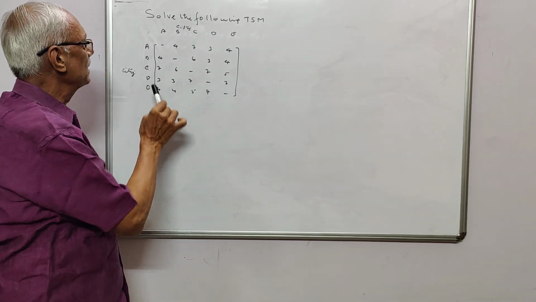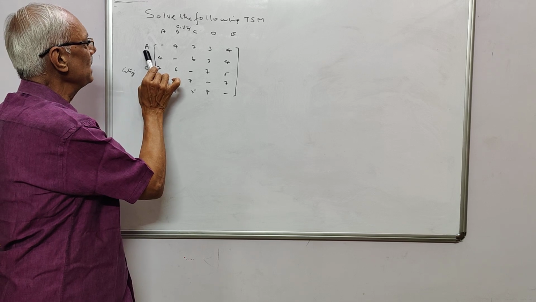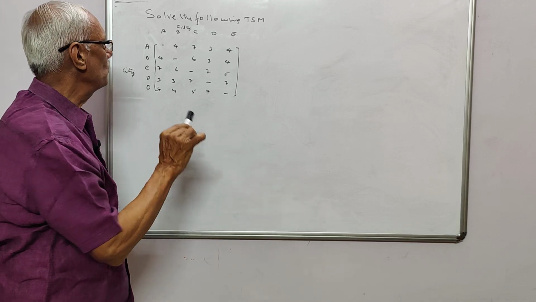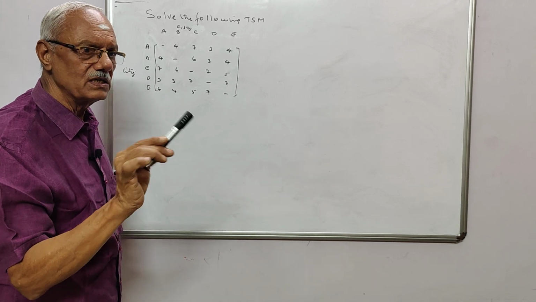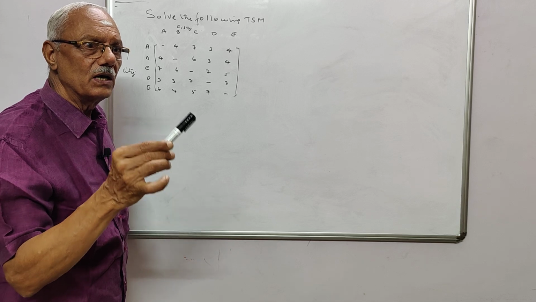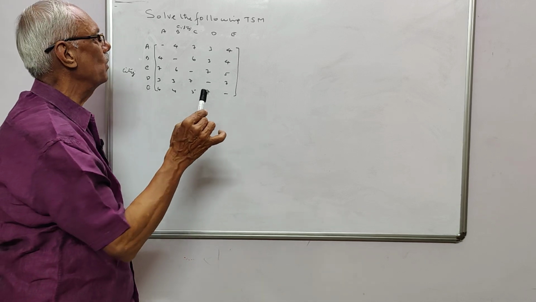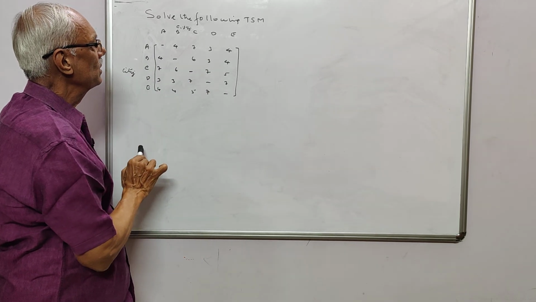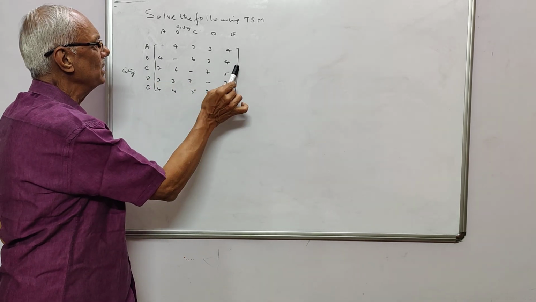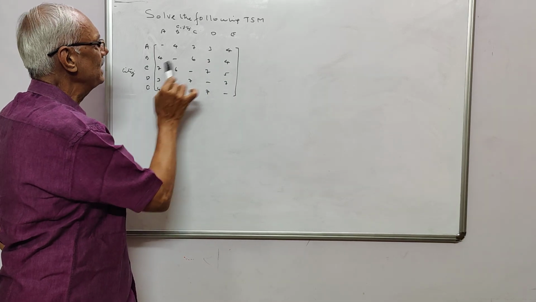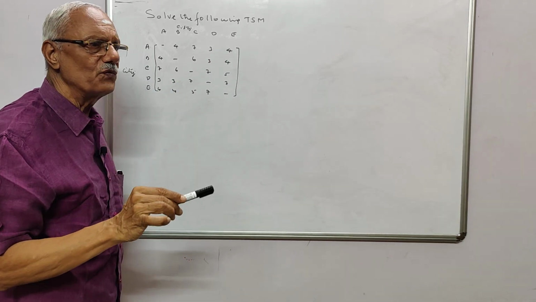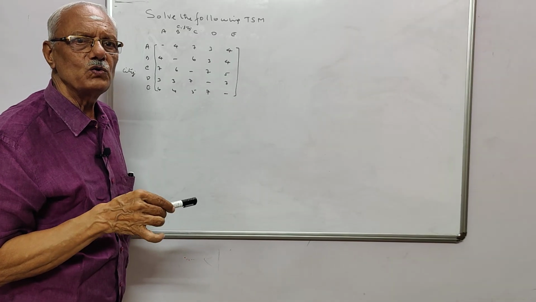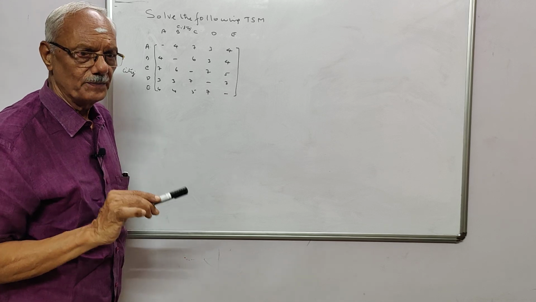The distances from A to the other cities B, C, D, E, and from one city to the other cities, are given here in kilometers. For example, B to D is 3 kilometers, B to E is 4 kilometers, and C to D is 7 kilometers. Like that, the elements in this matrix refer to the distance in kilometers.